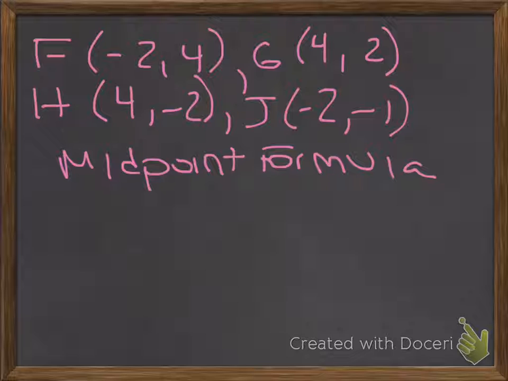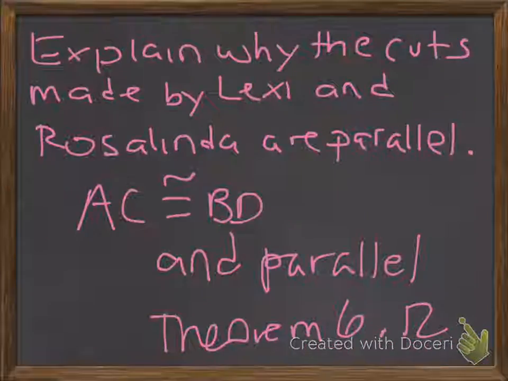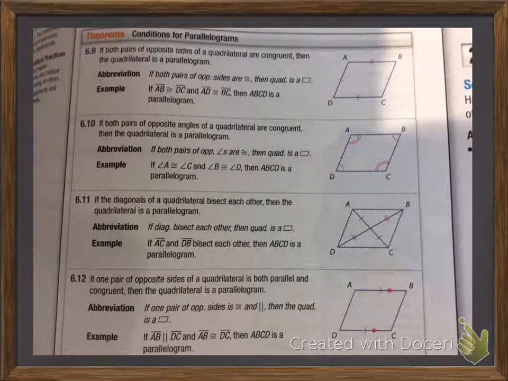Now the next set, it wants us to use the midpoint formula to determine whether this is a parallelogram. So if we look at the theorems in the beginning, one of them tells us that if diagonals bisect each other, then the quadrilateral is a parallelogram, 6.11. So if we do the diagonals and find the midpoints of those, if they have the same midpoints, that means they're going to bisect each other, and they're bisecting at the same point, the midpoint of both.